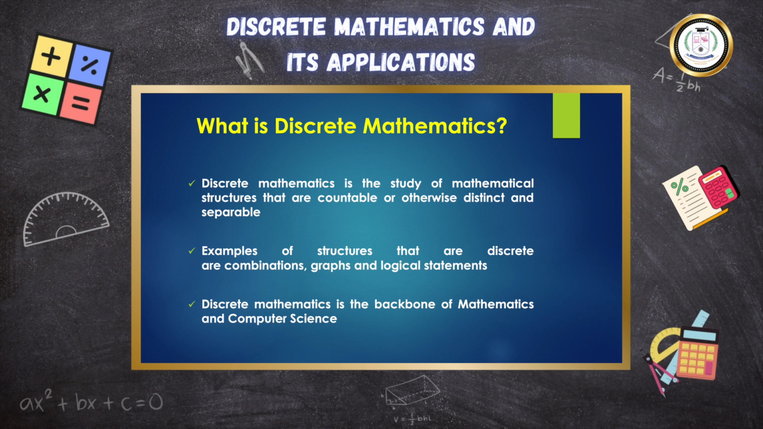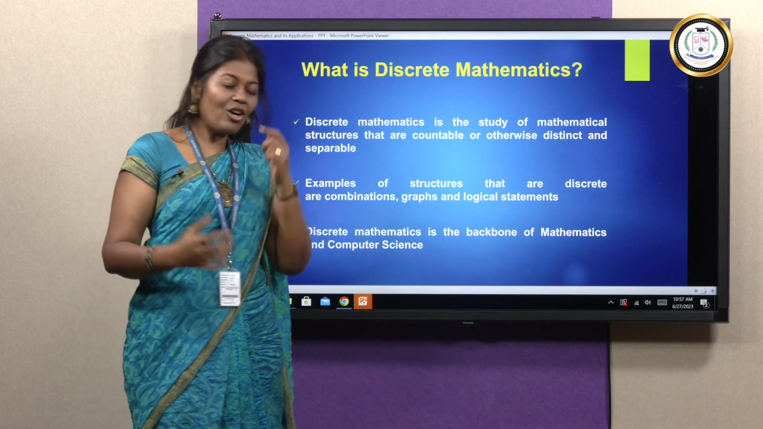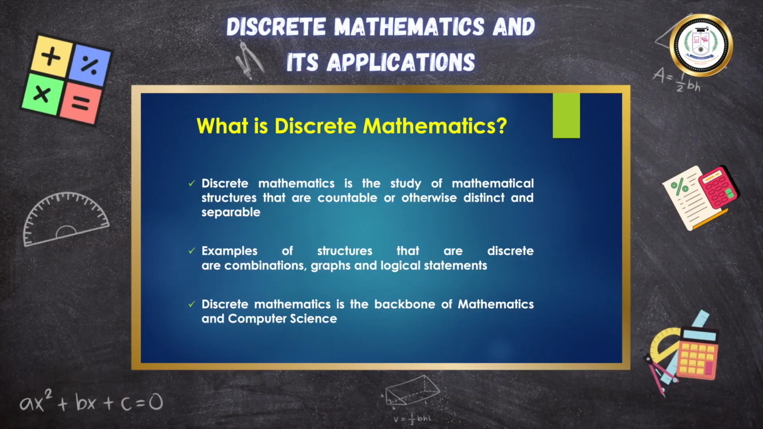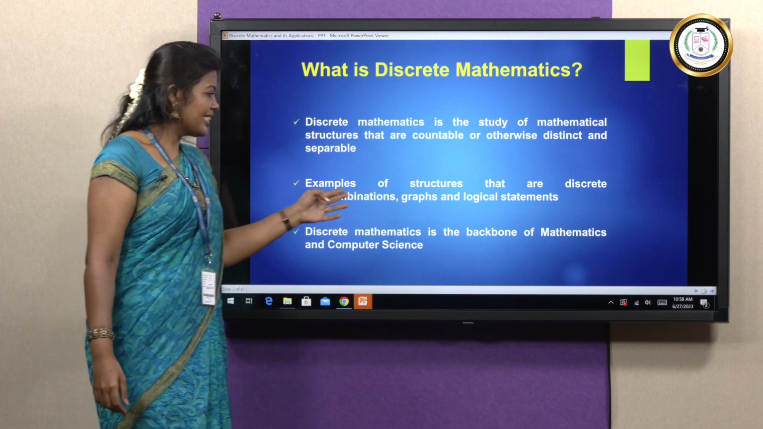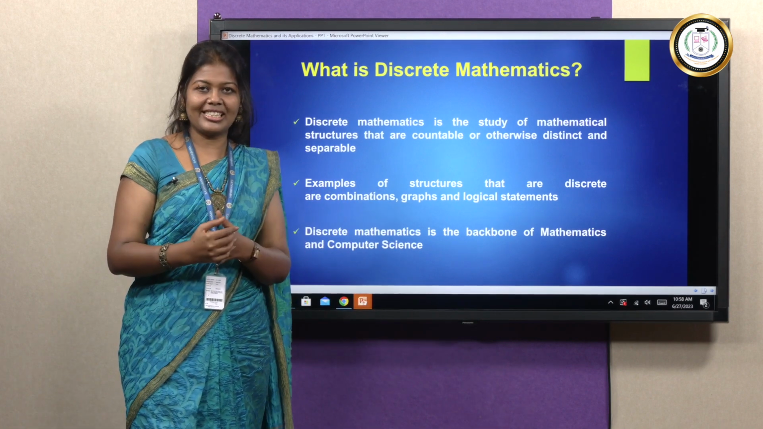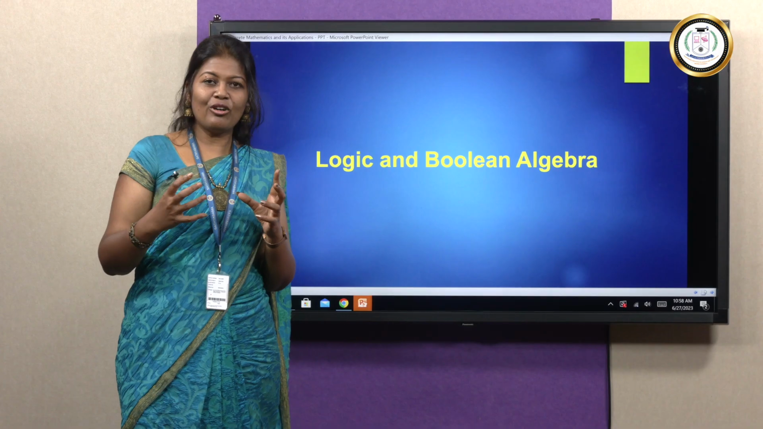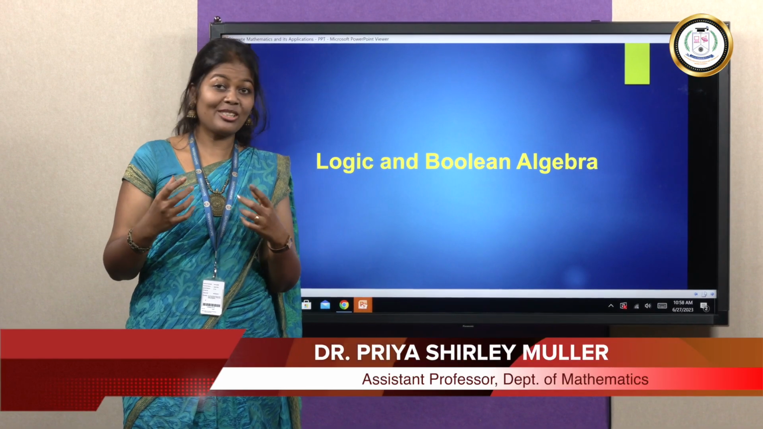So we all know discrete mathematics is the backbone of both mathematics and computer science. It is the study of mathematical structures that are countable or otherwise distinct and separable. Discrete structures are combinations, graphs and logical statements. Logic and Boolean algebra form the base of discrete mathematics. So let's begin with that.